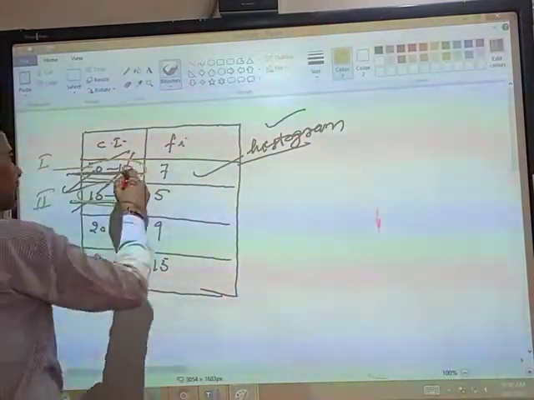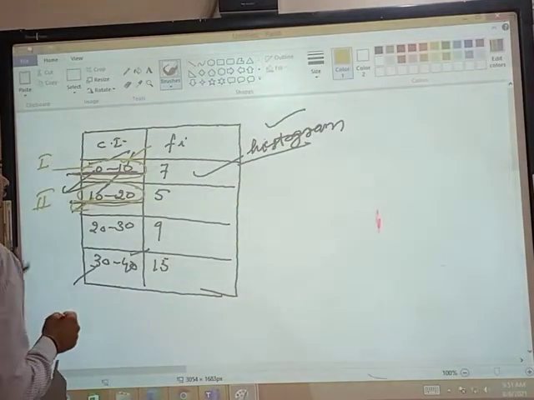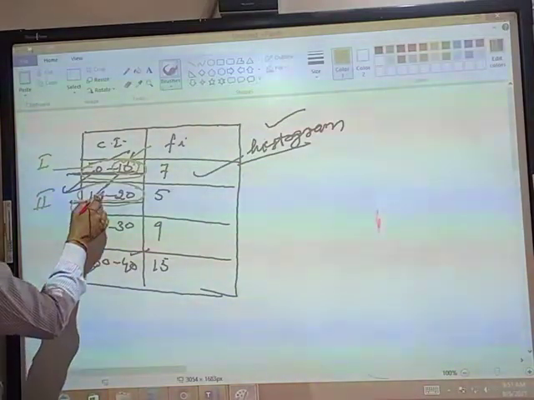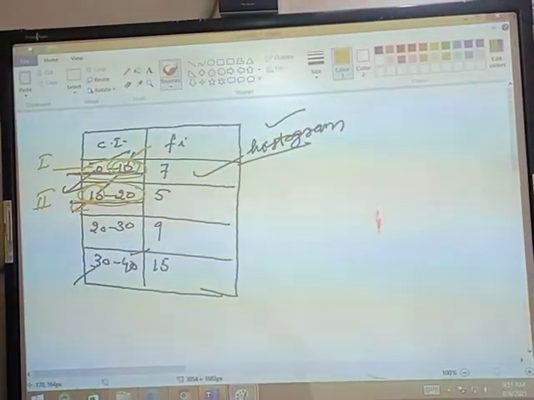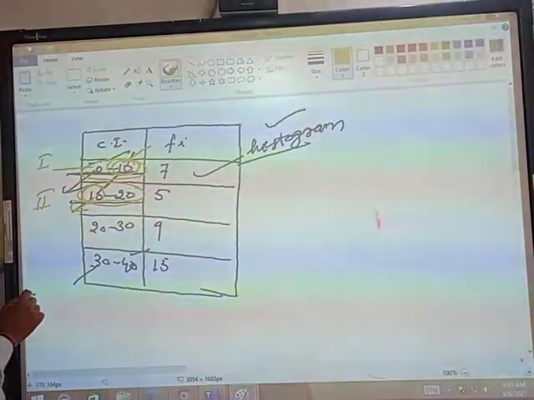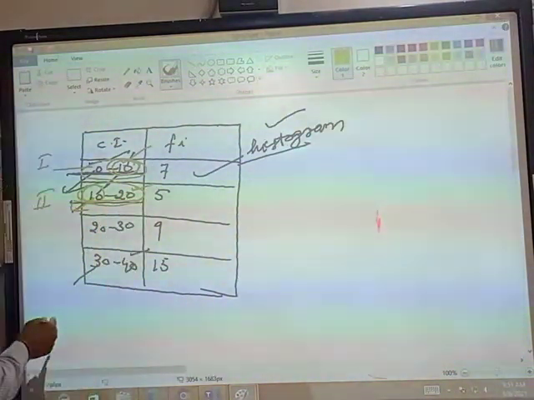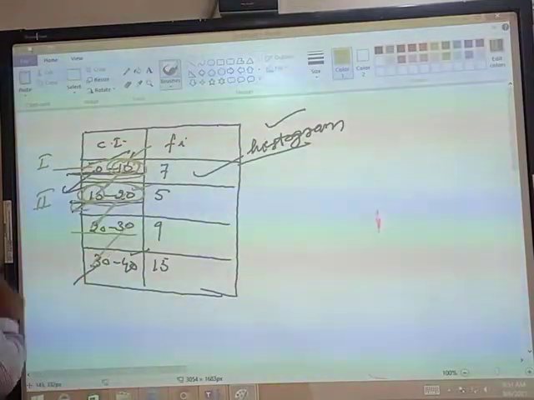The first class interval upper limit is 10. The second class interval lower limit is 10. So the upper limit of the first class interval and the lower limit of the second class interval are equal. Okay, so it is a continuous class interval. Now next, in the second class interval the upper limit is 20, and in the third class interval the lower limit is 20. These are the same. So it is a continuous class interval.